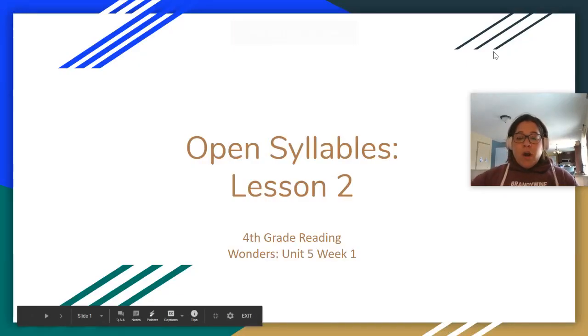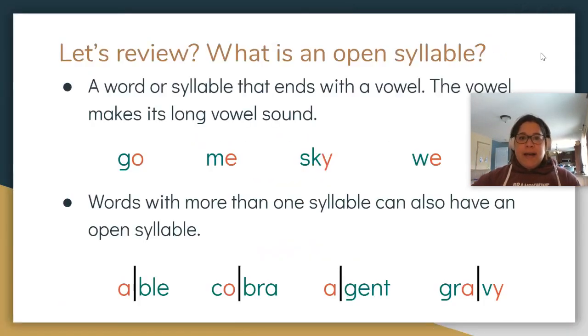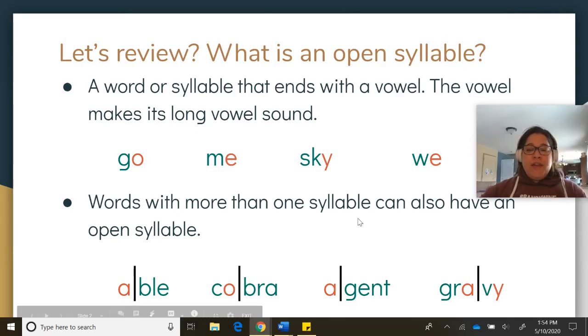Hi, fourth grade. We are back for part two of our open syllable lesson. If you remember back to last week, an open syllable is when the syllable ends with a vowel and that vowel makes a long vowel sound. Let's take a look at some words that we already know.